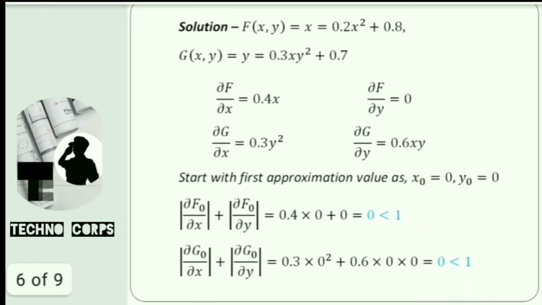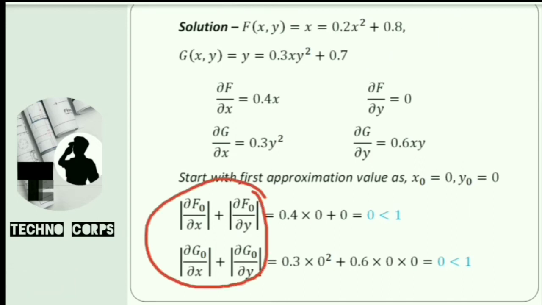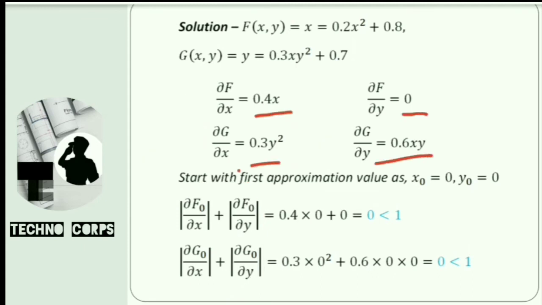Here, this is my f of x, this is my g of x. So first we have to check this condition. For that, I am taking a simple differential of all the functions with respect to x and y. By solving this we got these equations, and now suppose the initial approximation value of the root is 0 0. How can we take it?